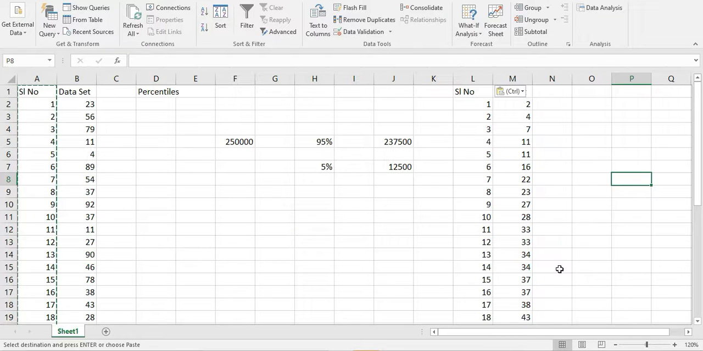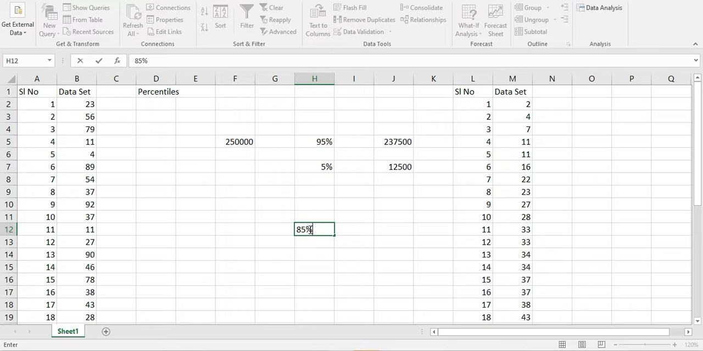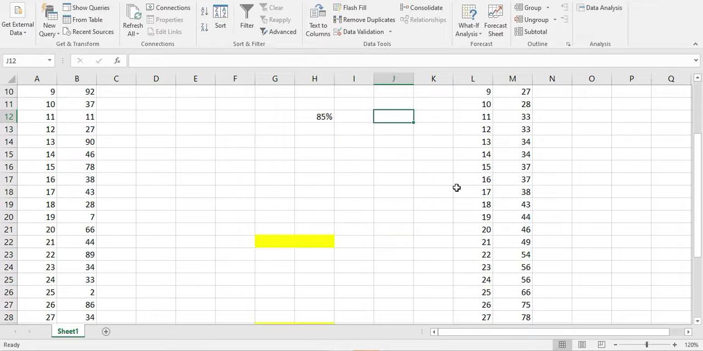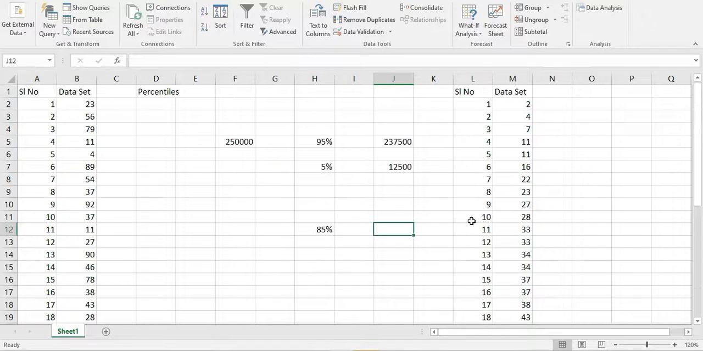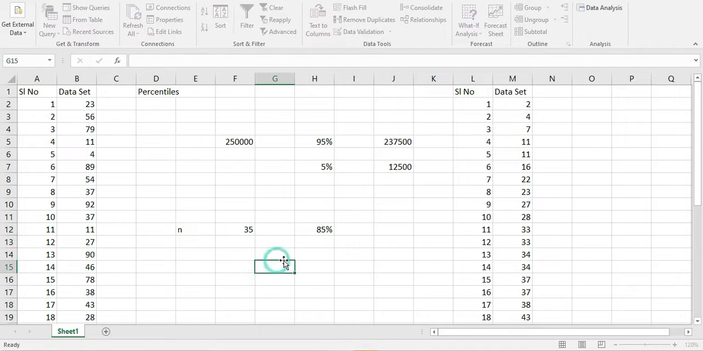Okay, let's try to determine what is the 85th percentile of this data set. 85th percentile. So our data set has got n is equal to 35. So n for this data set is 35. 85th percentile score of a data set with 35 numbers would mean 29.75.